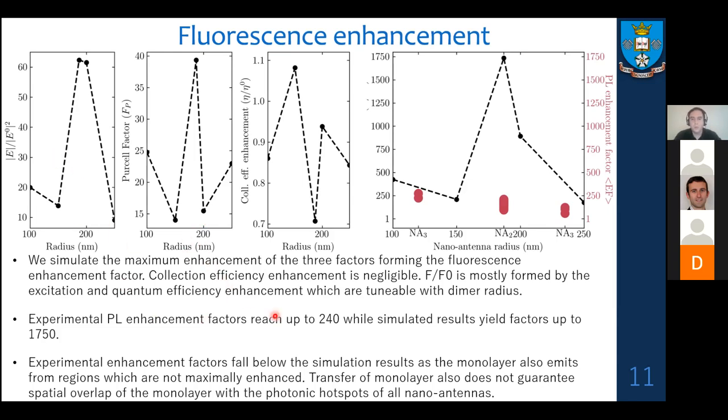So when we multiply these together and compare the experimental and theoretical enhancement factors directly, we see that this is also tunable. And of course, our experimental factors fall far below the theoretical, as the monolayers will not only emit from very high electric field regions, but from others as well. And the transfer of the monolayer is not guaranteed to spatially overlap with all of the hotspots of the resonances of the dimers.